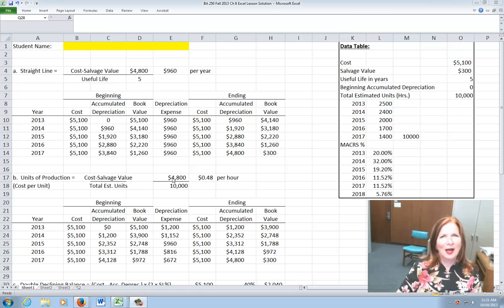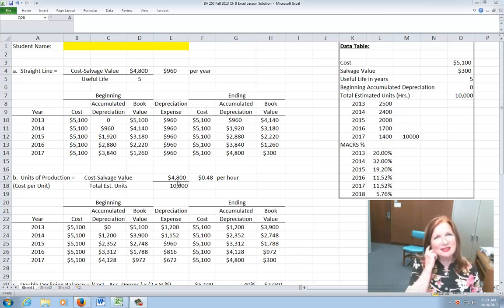Welcome to BA 250, Chapter 8, Excel lesson. The Excel lesson is ATC 8-10, Spreadsheet on Alternative Methods of Depreciation. It's on page 473 and continues on to page 474 where it finishes.